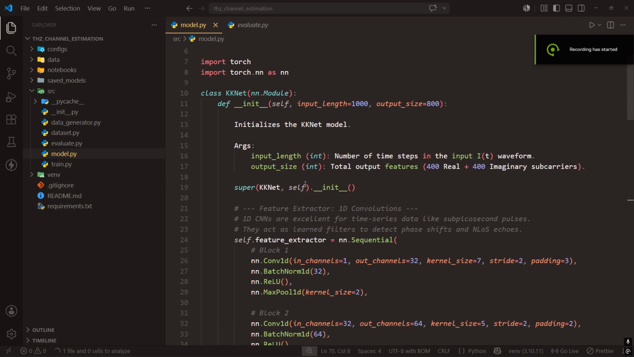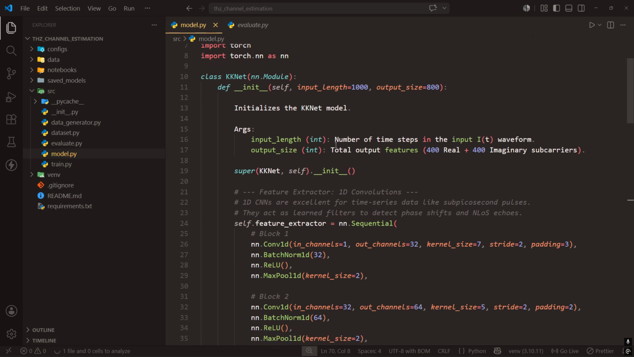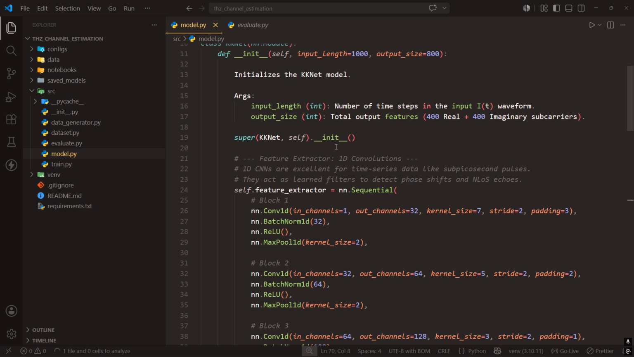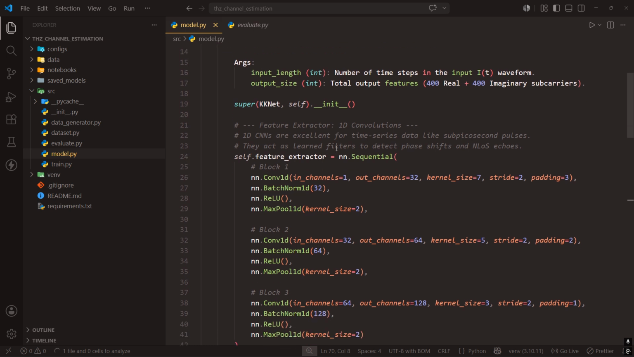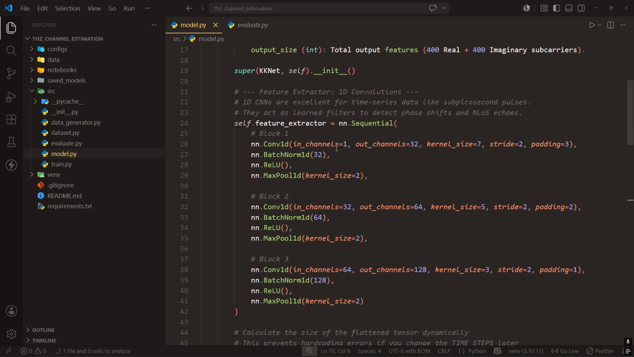Now, the AI. This is KKNet. It's a custom 1D convolutional neural network. The architecture has a feature extractor that acts as a learned matched filter, and a regressor that maps those extracted features directly to 800 output values of the complex channel response.